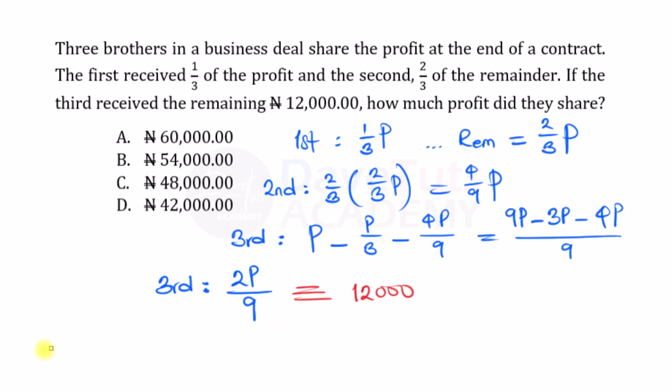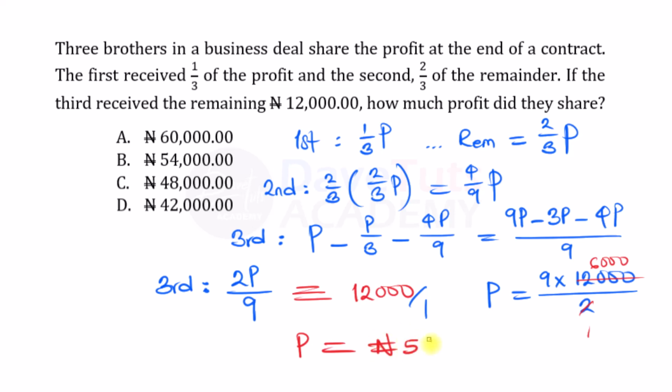Okay, so if that is the case, we can just try and find the value of p. Here you can just say this is like 12,000 over 1, and we are cross multiplying. Then we are going to have p to be 9 times 12,000 over 2, and this is going to give us 6,000. So p itself, the profit that was originally shared, will be 9 times 6,000, and that is going to be 54,000.